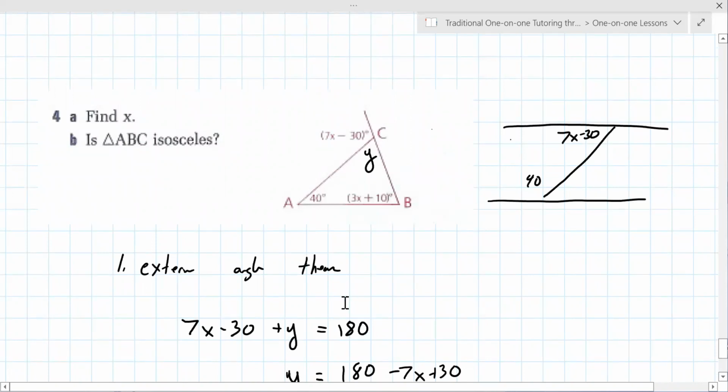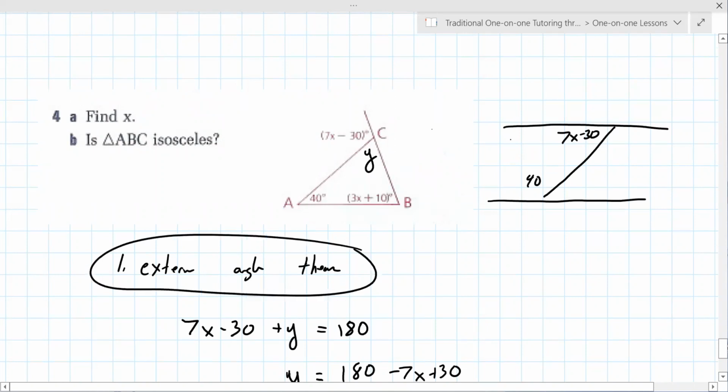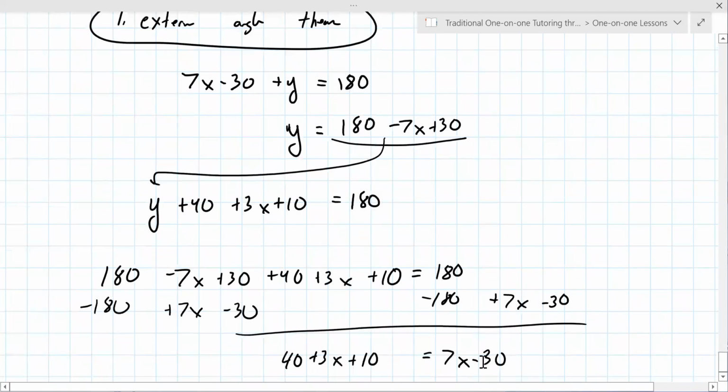Right. Yeah. So you either use the exterior angle theorem because you remember it, or you just prove it doing this. However you want to do it, I want you to find the value of x for us, please. And then we'll determine whether it's isosceles or not. Yeah.